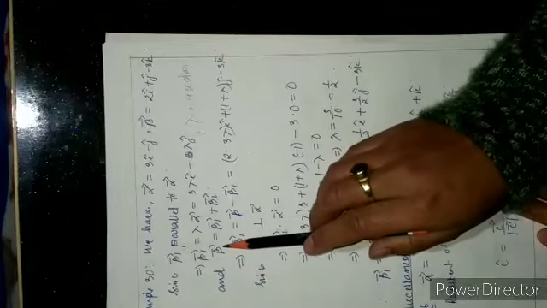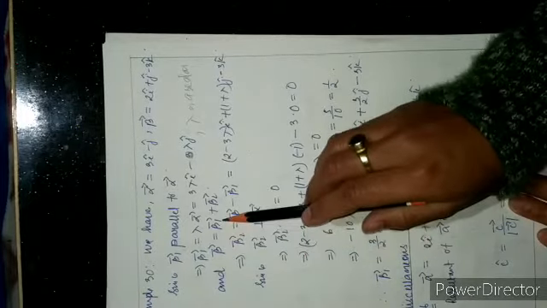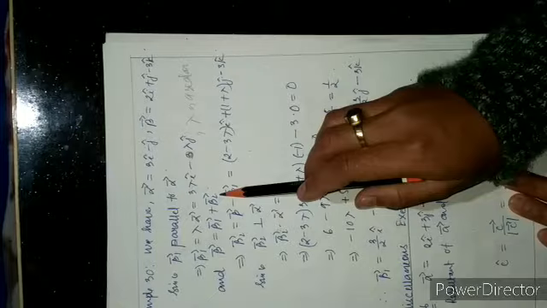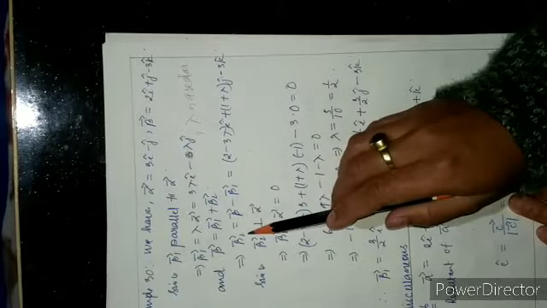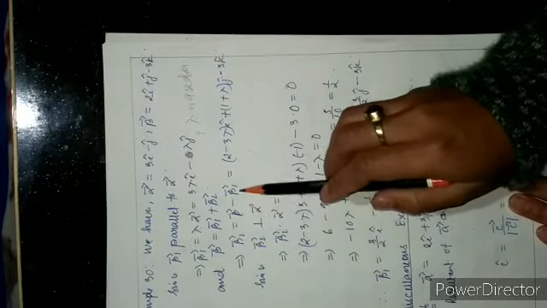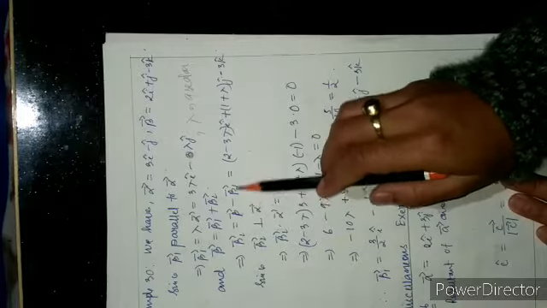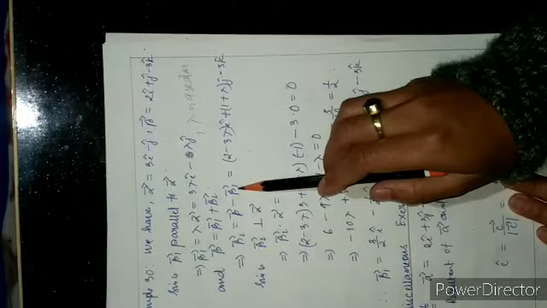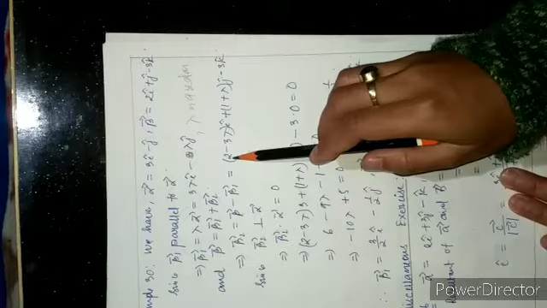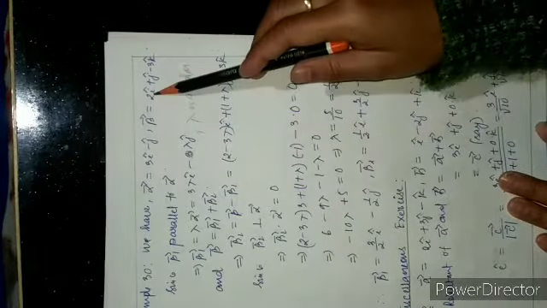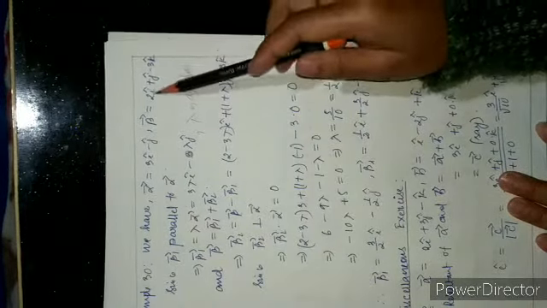Then write beta vector. Beta vector is equal to beta 1 vector plus beta 2 vector. Find beta 2 vector. Beta 2 vector is equal to beta vector minus beta 1. So we subtract beta 1 from beta vector.